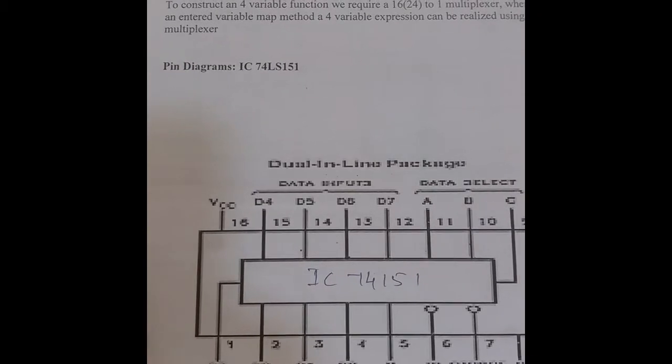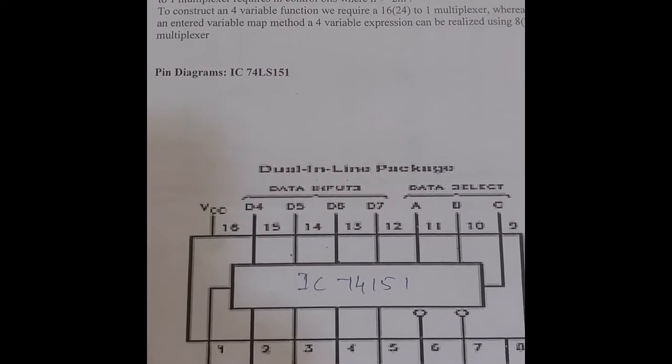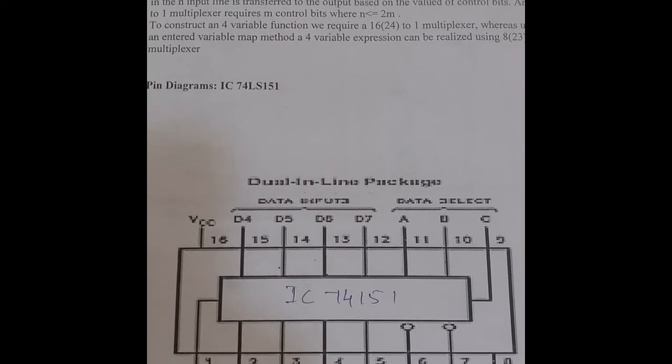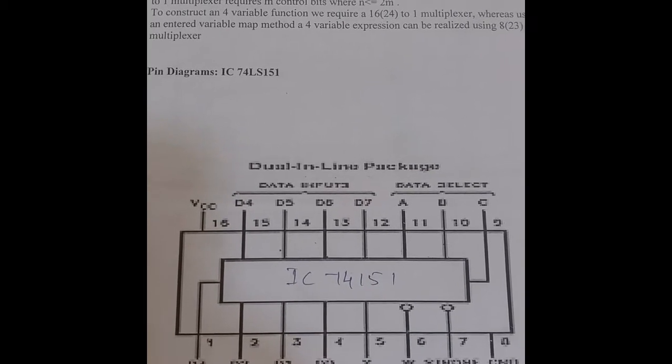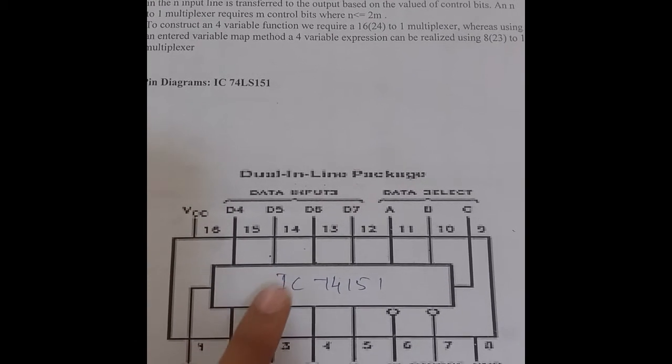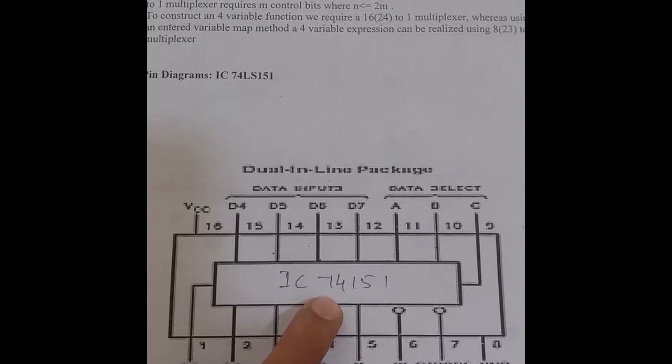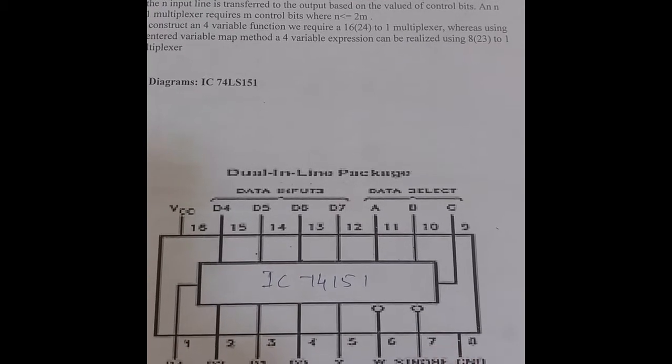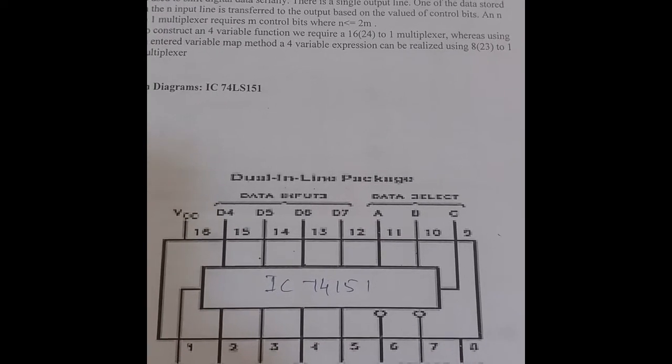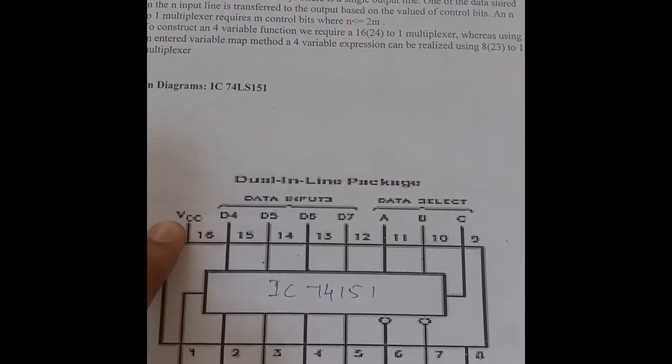It is the pin diagram. In this pin diagram the multiplexer is having 16 pins. So the multiplexer is a 16 pin IC, and its IC number is 74151. Pin number 8 is for ground and pin number 16 is for VCC.